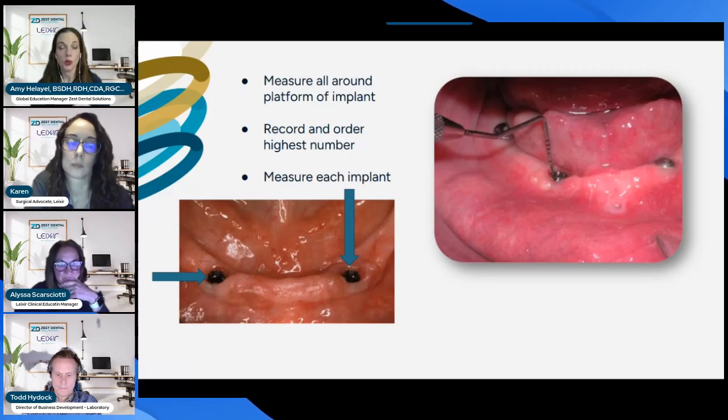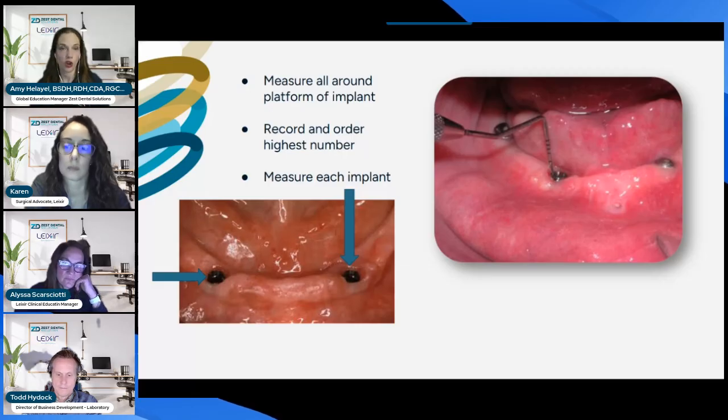So if you have 2 implants, you're measuring those 2 sites separately. If you have 4, you're measuring all 4. And you're measuring all the way around the platform of an implant, or, as the hygienist in me likes to do it, like you're measuring a perio pocket. You're taking mesial, distal, buccal, lingual measurements because the tissue might be different all the way around. So when you're measuring, you want to record the highest number, meaning the deepest pocket.